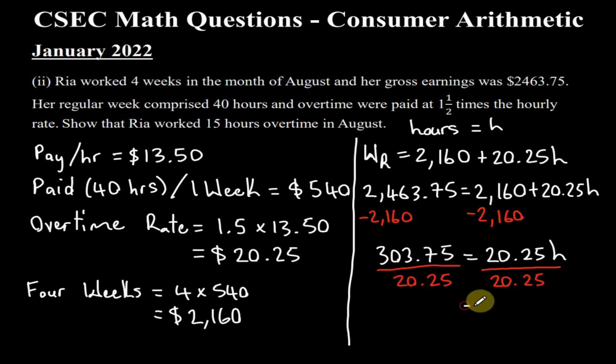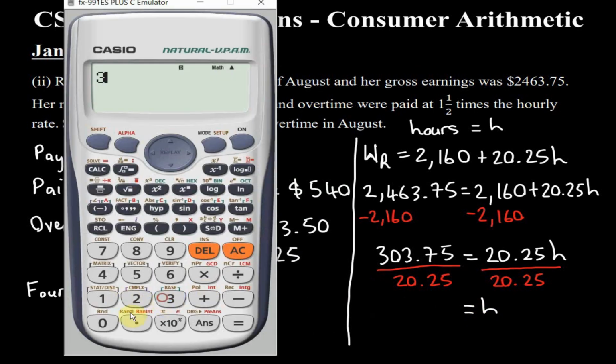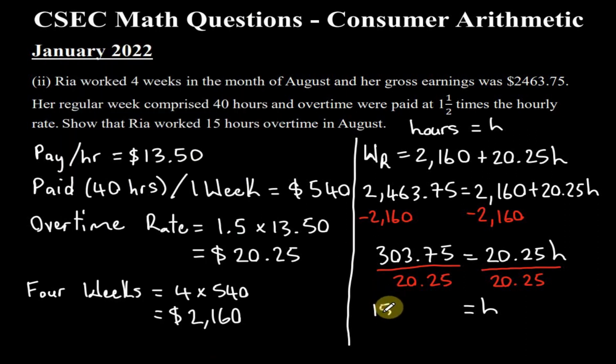And we'll be left with H is equal to, and again I'll use my calculator to aid me here, so it's 303.75 divided by 20.25 equal, and we should be getting 15, and that's definitely what we are getting, so it's 15 hours here, right? So we can say therefore proven.